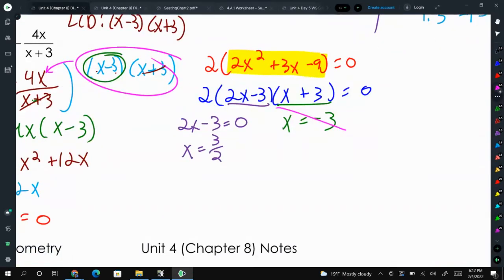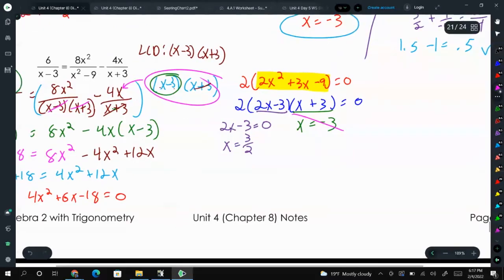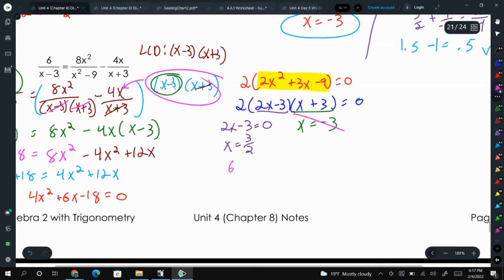3 over 2, however, can still be used. So let's plug that back in. And honestly, at this point, with all these x's here, I would just use a calculator. You guys know how to do the fraction button on your calculator, and you can do a fraction within a fraction on your calculator as well.